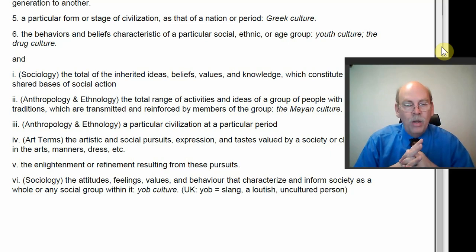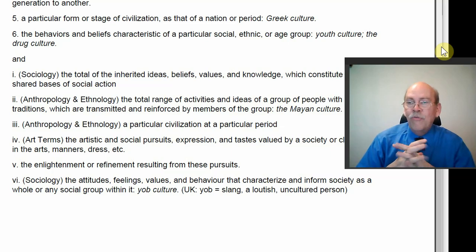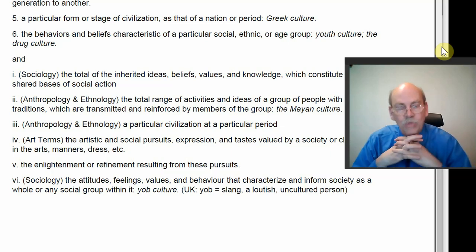For example, yob culture. In the UK, yob is slang. It means loutish, uncultured person, someone with no manners. Hey, you know what? That's a new word for me. I'm from America. I never heard of yob.